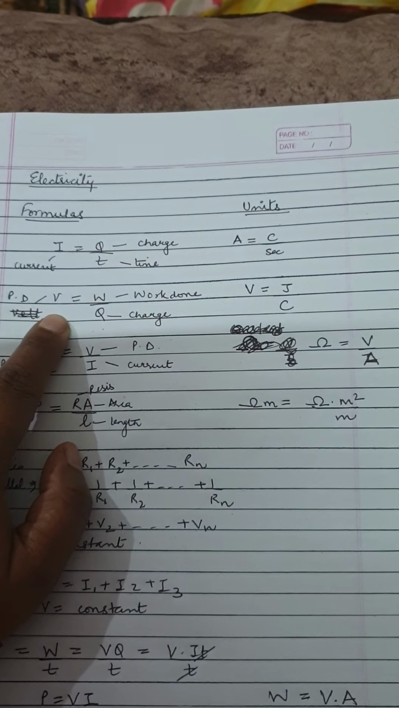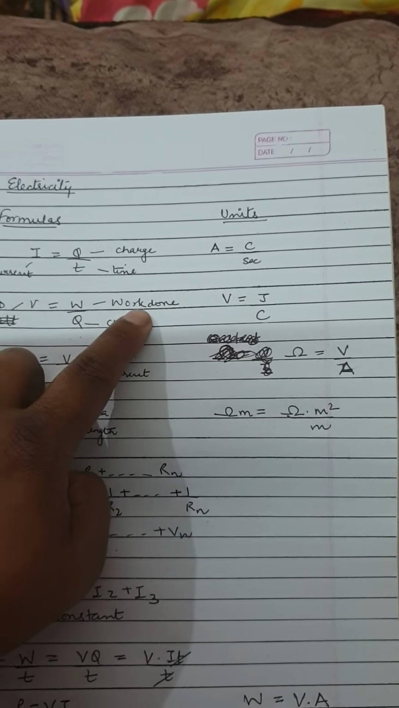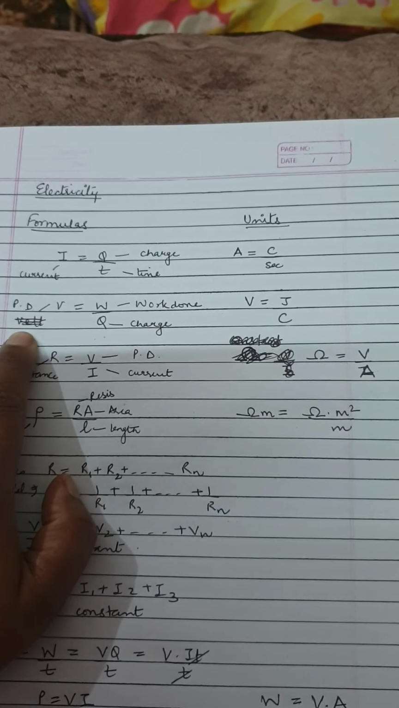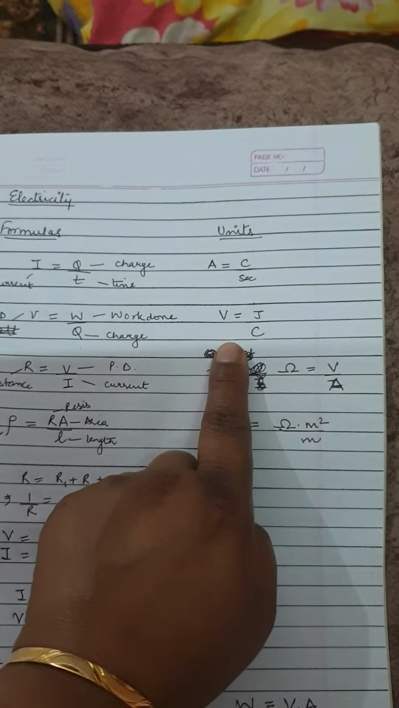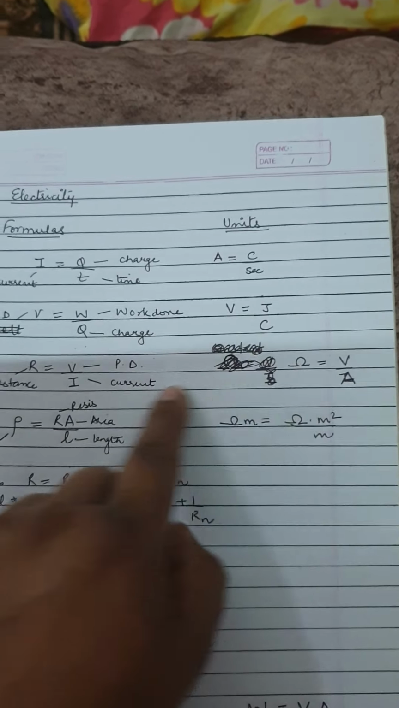Second formula is V is equal to W upon Q, where W is the work done, Q is charge and V is the potential difference. In terms of units, it is volt is equal to joules upon coulomb.